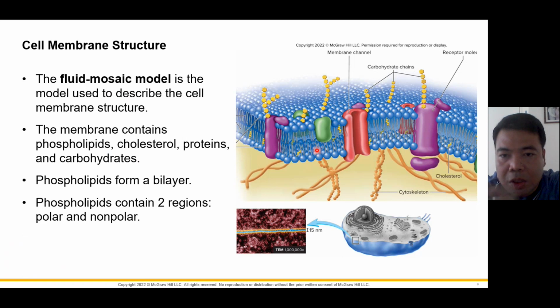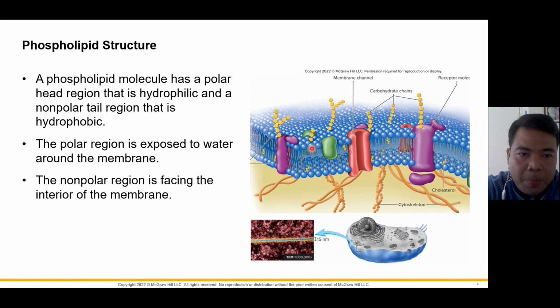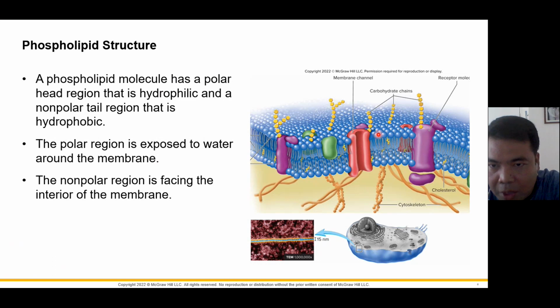What are those two regions? Your polar region, okay? Sa kabilang side, may polar region ka din. And then, on the inner side, you have your non-polar region. So, i-discuss natin. Ano ba yung polar? Ano yung non-polar? Kasi, ang phospholipid molecule, let's say for example, kuha tayo ng isang phospholipid molecule. Ayan, this one.